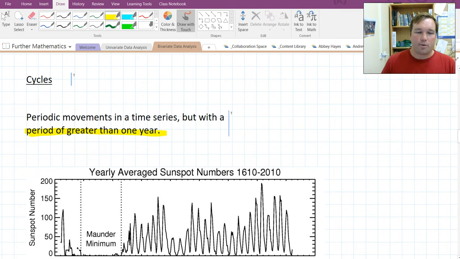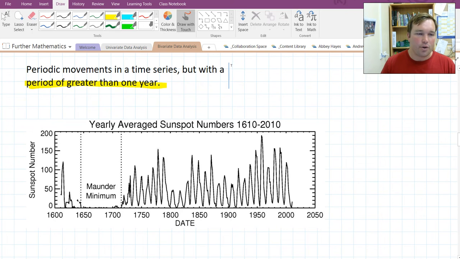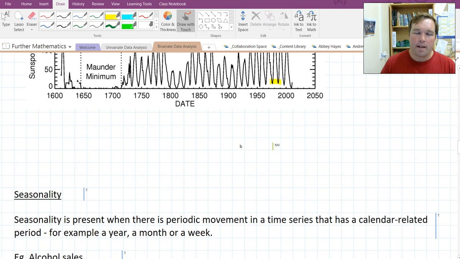Alright, cycles. Cycles are periodic movements in time with a period of greater than 1 year. So the number of sunspots on the sun, clearly, over the years has cycled quite impressively and quite regularly. Note that each one of these peaks is separated by more than a year. Each one of these troughs is separated by more than a year, so we'd call it a cycle.